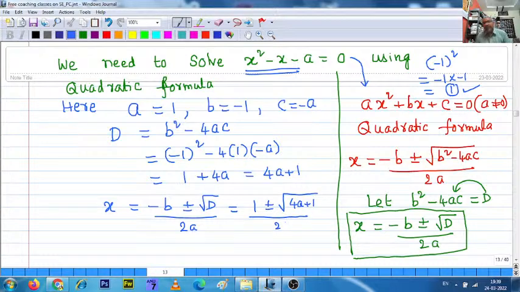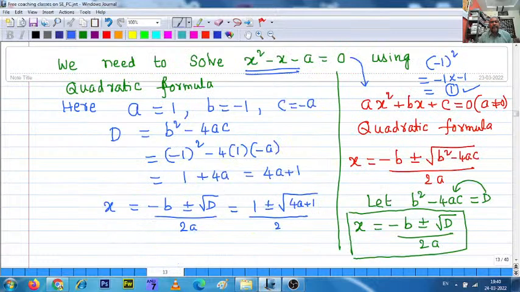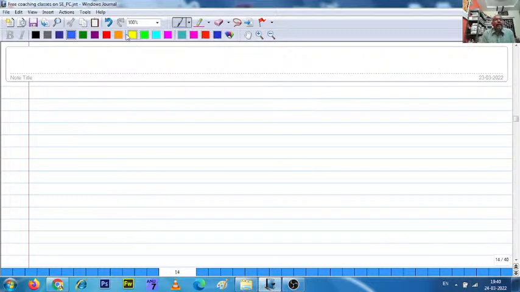So my dear students, one thing remember, here we assumed a is greater than 0. Obviously x is also always positive. x cannot be negative, so we won't get the negative sign. Therefore x is equal to 1 plus root of 4a plus 1 upon 2. For better understanding, it can be rewritten as root of 4a plus 1 upon 2. Now all of you remember this one as a formula.